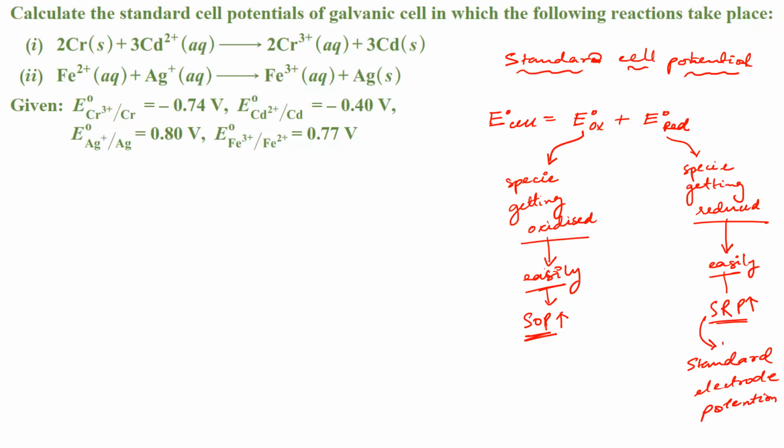Now, here we have SOP. And what is the relationship between SOP and SRP? Not between these two, but the SOP of a particular entity. Okay, now let us look at this question: calculate the standard cell potential for the galvanic cell in which the following reactions take place.